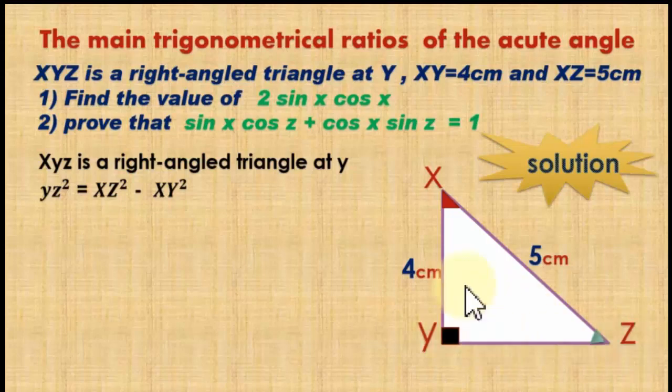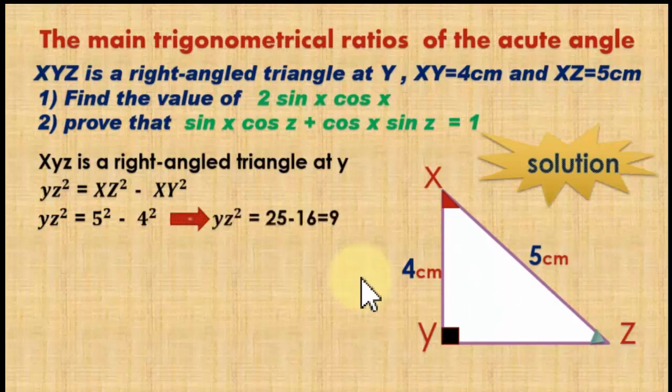YZ power 2 equals XZ power 2 minus XY power 2. So, YZ power 2 equals 5 power 2 minus 4 power 2. 5 power 2 equals 25. 4 power 2 equals 16. 25 minus 16 equals 9. So, this is YZ power 2. If we want to get YZ, we take the square root of 9. The square root of 9 equals 3. So YZ equals 3 cm.